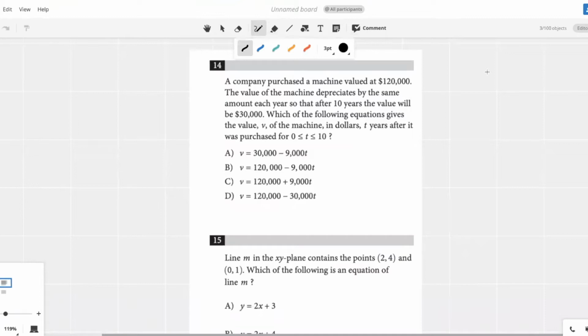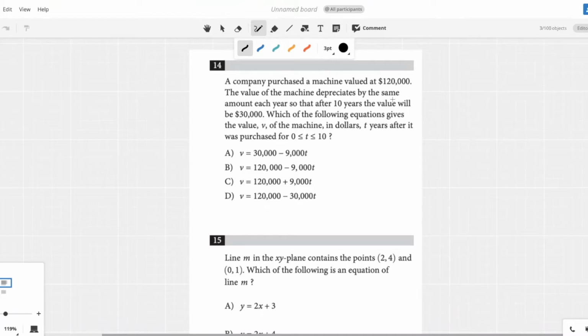A company purchased a machine valued at $120,000. The value of the machine depreciates by the same amount each year so that after 10 years, the value will be $30,000. Which of the following equations gives the value V of the machine in dollars T years after it was purchased, given that T lies in between 0 and 10?